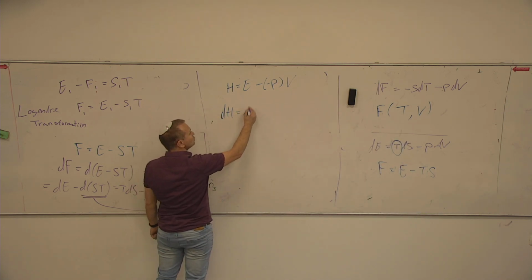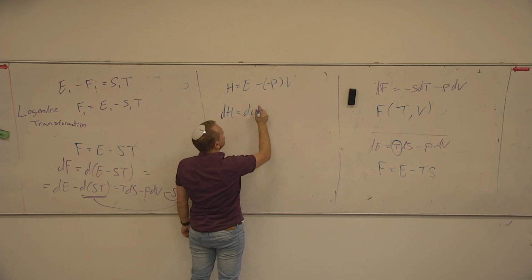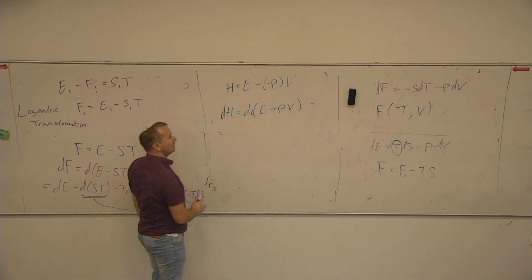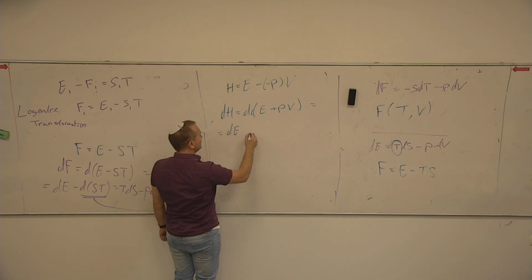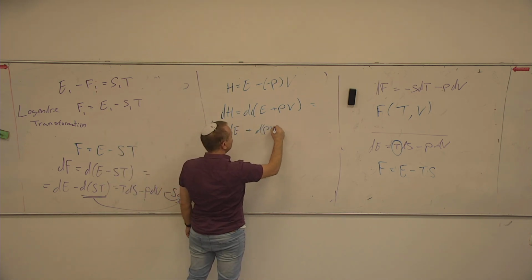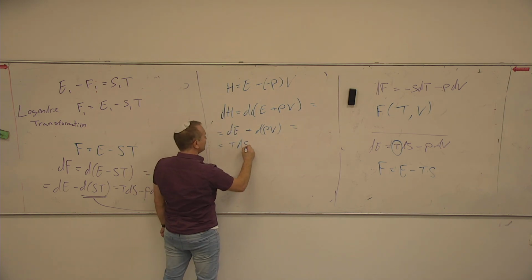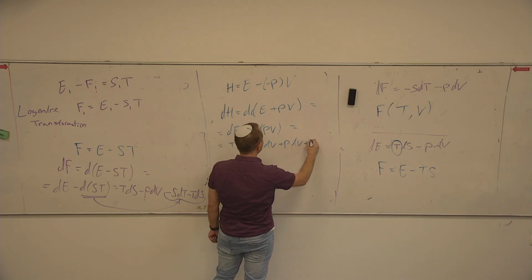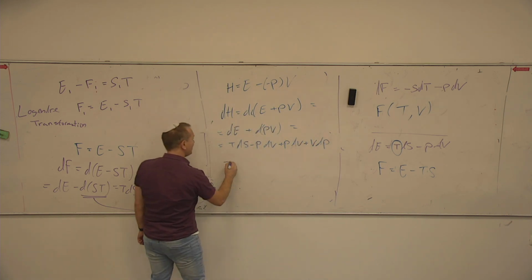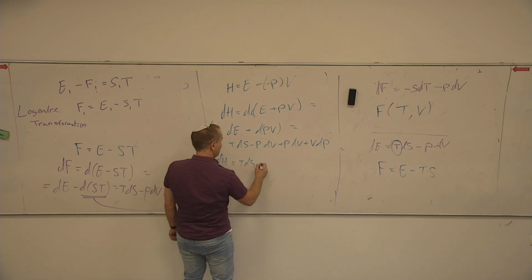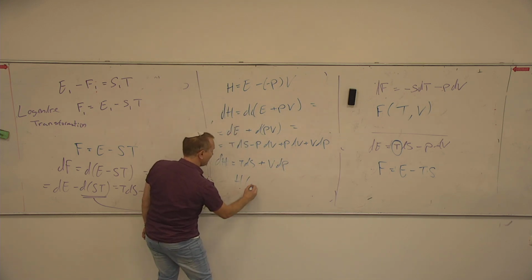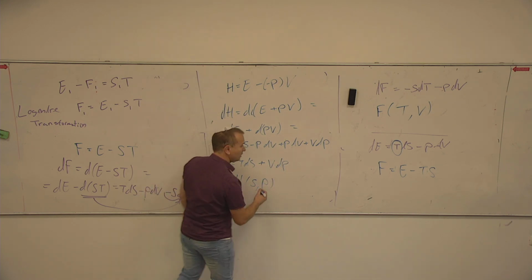So dH equals dE plus d(PV). It equals dE plus TdS minus PdV plus PdV plus VdP. You obtain that dH equals TdS plus VdP. So H is a function of S and a function of P.